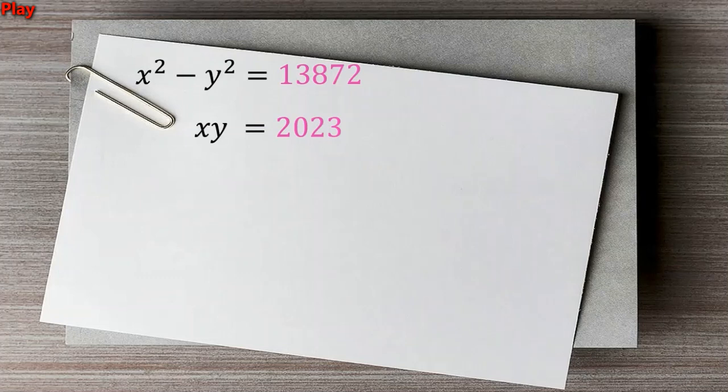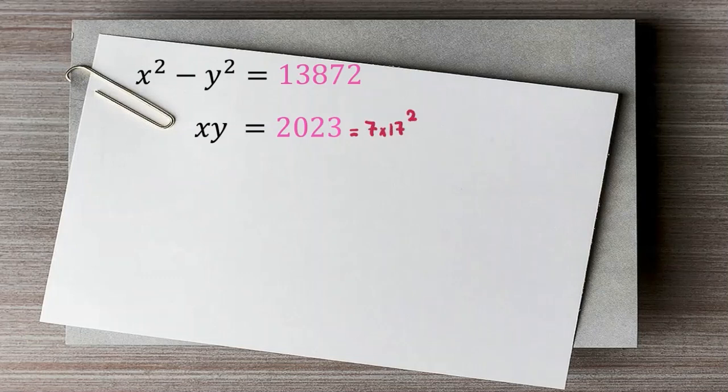x squared minus y squared equal to 13,872, and xy equals 2023. We want to find xy. So here, one way is to use replacement and find x and y. Another way is to, for example, try to find one answer. 2023 is 7 times 17 squared.